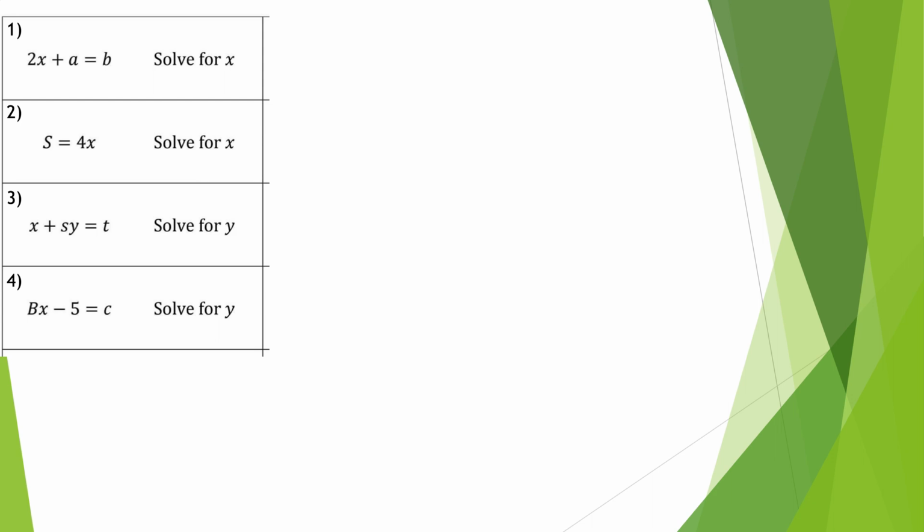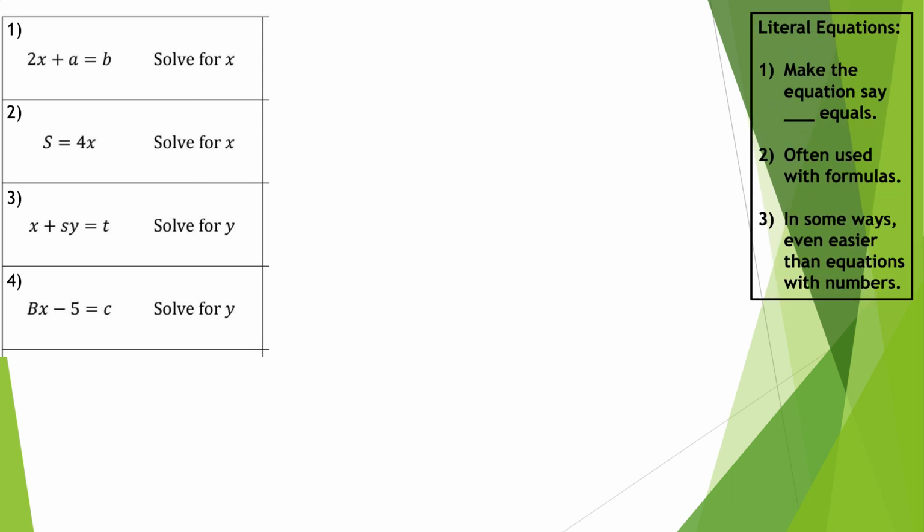All right, so with number 1, literal equations, notes, strategies, things we have to keep in mind. First, you want to make it say whatever it says equals. So for example, number 1, you want it to say x equals. It says solve for x. Number 2, you want it to say x equals. Number 3, you want it to say y equals. And number 4, you want it to say, well, that's strange that it says solve for y, but I believe we are going to solve for x on number 4, okay?